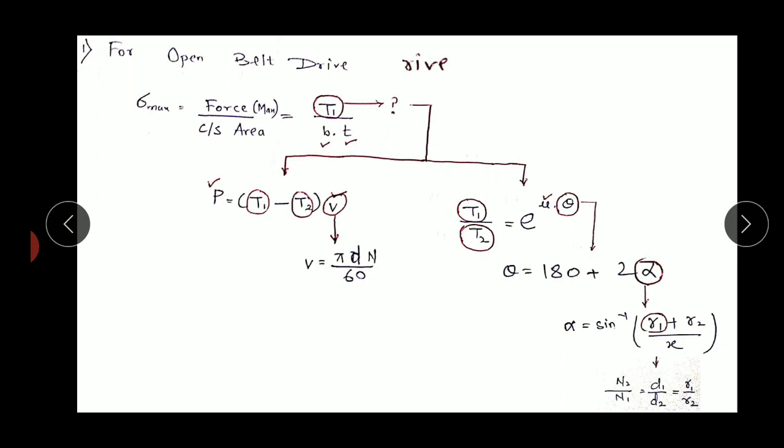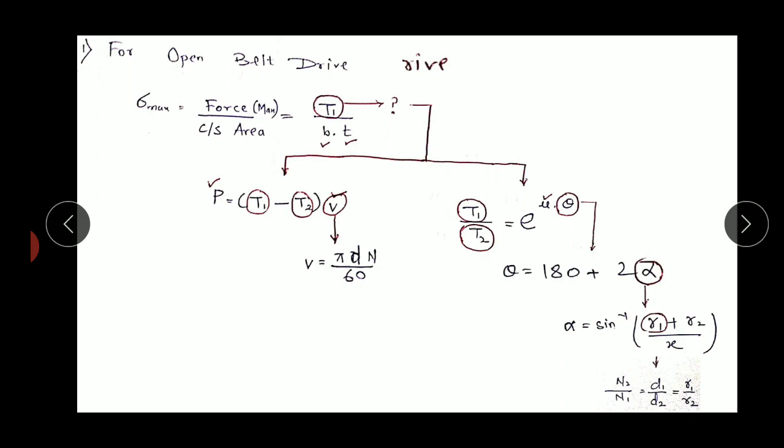So in this way we can easily solve by following these steps. First, you have to find R1 from this equation. Then putting the value of R1 in the equation of alpha, you can find alpha. Once you find alpha, you put this value in the equation of theta, and you can find the value of theta. And once you find theta, put it in the equation of limiting tension ratio, T1 upon T2 is equal to e raised to mu theta. So you will get the equation of T1 in terms of T2.